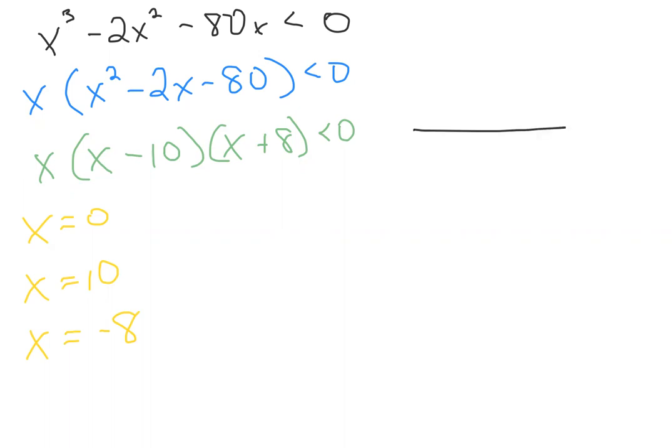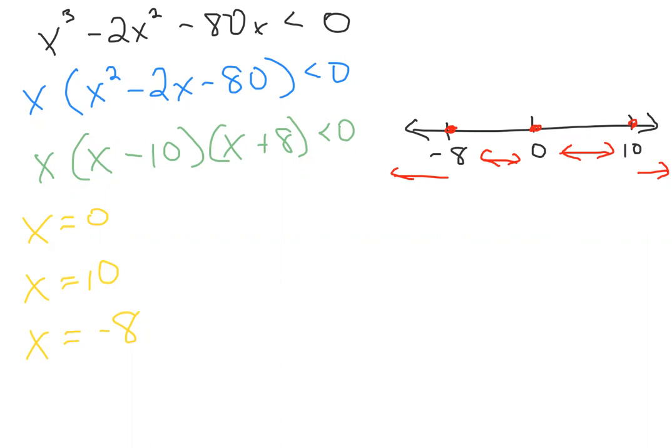So there's my x-axis. There's my 0. I'm cheating. There's my 10, and there's my -8. So I'm kind of tight on space. I need to test to the left of -8, between -8 and 0, between 0 and 10, and then to the right of 10. So I have 4 tests I have to do on this one.